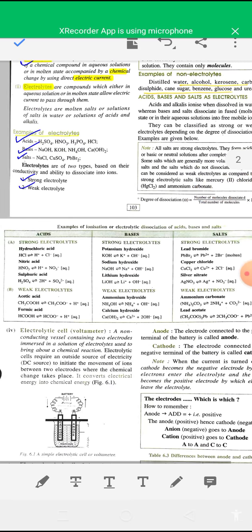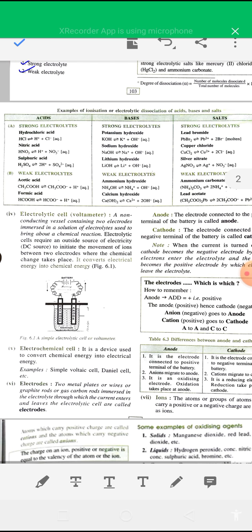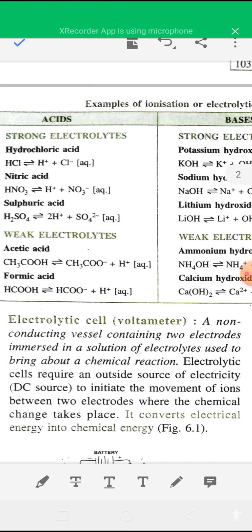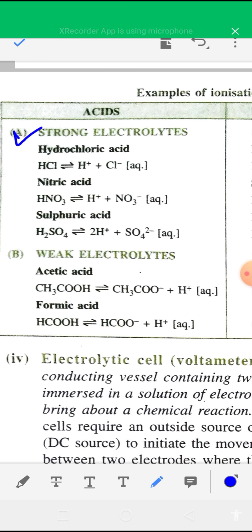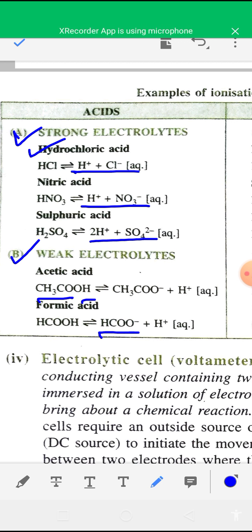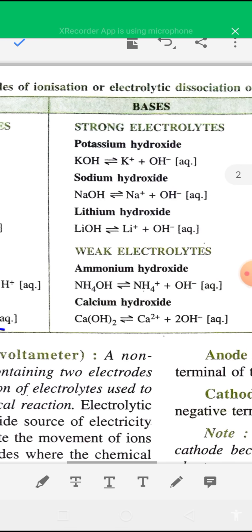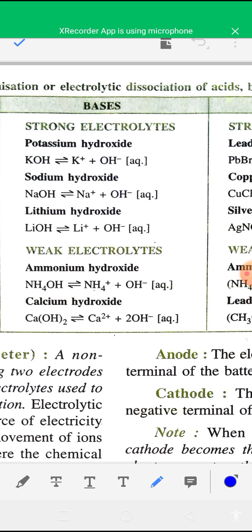Here some electrolytes and their dissociation are also given in this table. Some acidic strong electrolytes and their dissociation are given. You can see a strong electrolyte like HCl dissociates into H plus and Cl minus ions. Nitric acid dissociates into H plus and NO3 minus ions. Sulfuric acid dissociates into H plus and SO4 2 minus ions. And a weak electrolyte like acetic acid dissociates into acetate ion and H plus ion. Formic acid ionizes into formate ion, HCOO minus, and H plus ion.